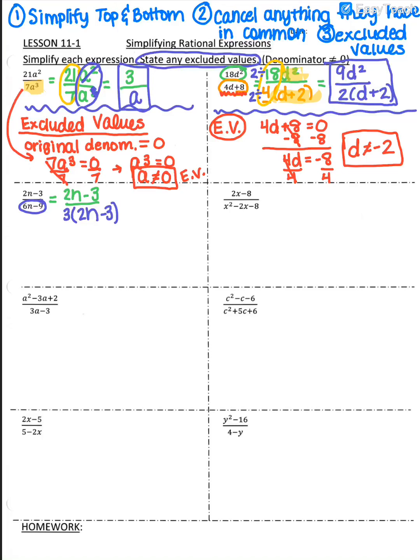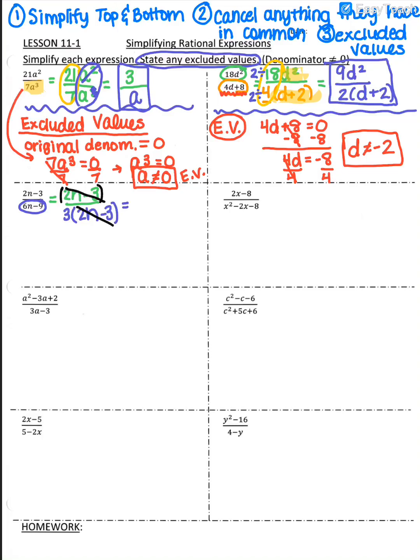Because at this point, I'm starting to see that I have some things in common here. I have a 2n minus 3, and although it wasn't originally in parentheses, you can put those parentheses around it since it's your entire numerator. And I have a 2n minus 3 on the bottom. Because these are both in parentheses and they are exactly the same, including their signs, we can cancel them. So we can cancel out the 2n minus 3 on the top and the 2n minus 3 on the bottom, because they are exactly alike.